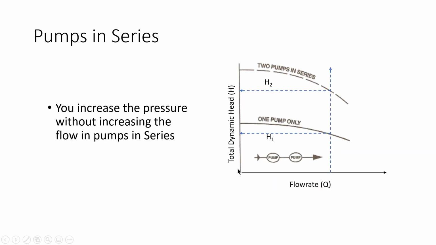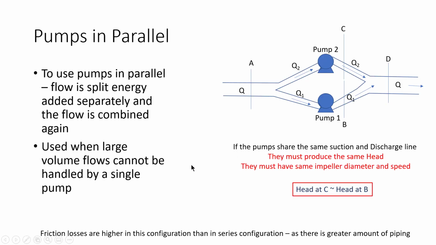So what happens in pumps in series? Again, we have flow rate Q and then total dynamic head. For a given flow rate, one pump would only supply H1. But if we have two pumps in series, then we would get both H1 plus H2, which is the total head. So we increase the head without increasing the flow rate. So that's what pumps in series do.